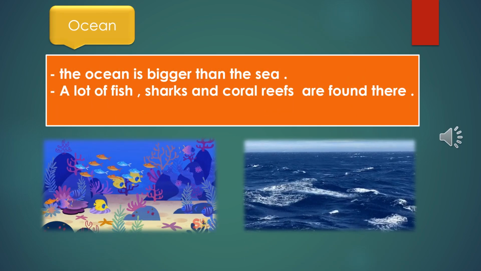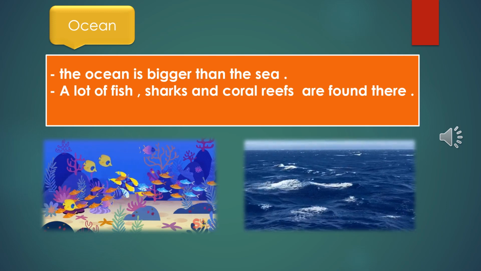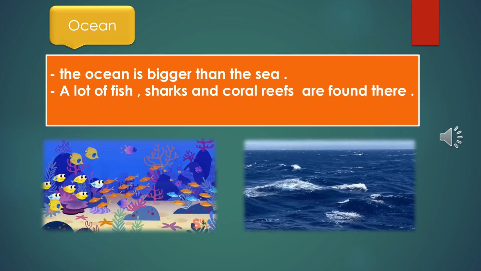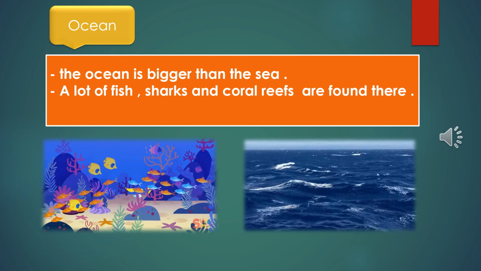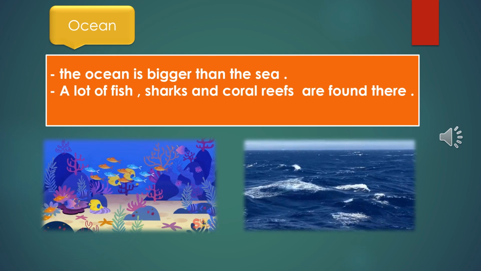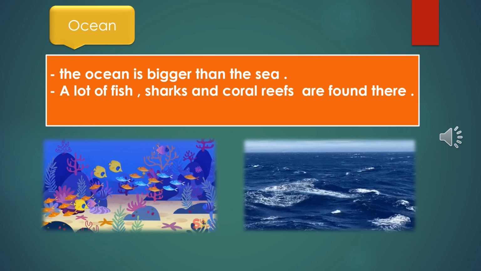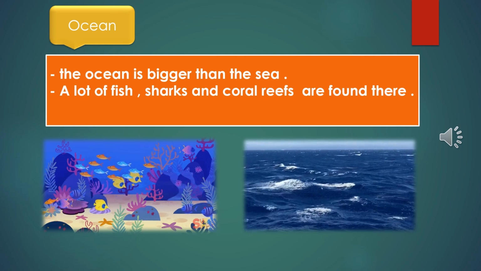The second habitat that we have is ocean habitat. The ocean is bigger than the sea. Also, it contains many beautiful living organisms like fish, sharks, and coral reefs, as we see in these pictures.